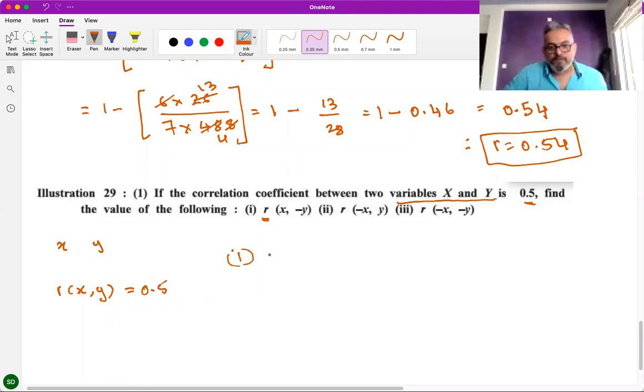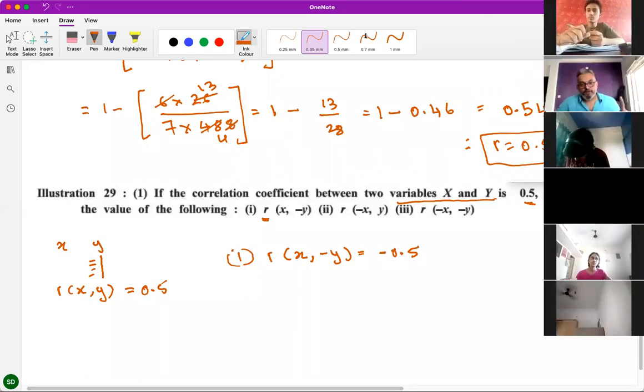Now first, we keep x as it is, but all the values of y we take as negative. So sigma xy will also become negative. What happens over here? Your r will also become negative, that is minus 0.5. Understood this? One positive, the other negative, so plus minus gives minus.